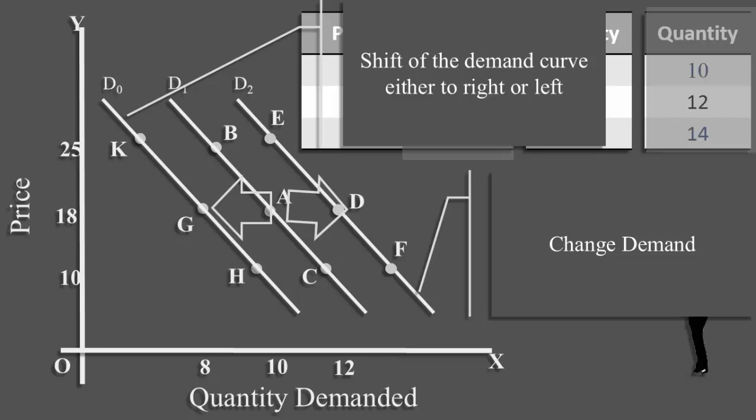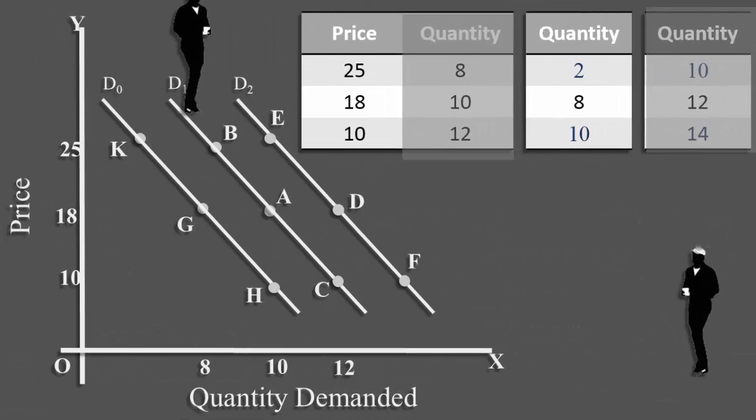We shall summarize what we have learnt so far. Extension in demand, contraction in demand takes place along the same demand curve. It is caused by price alone. This is known as change in quantity demanded.